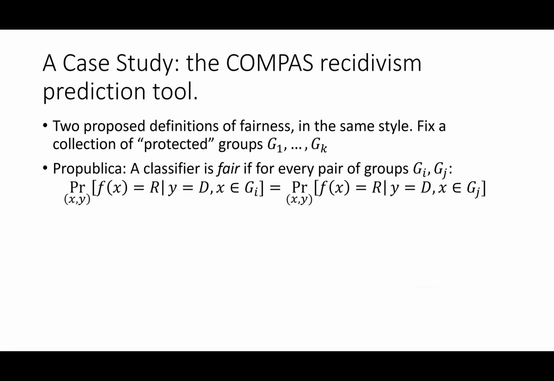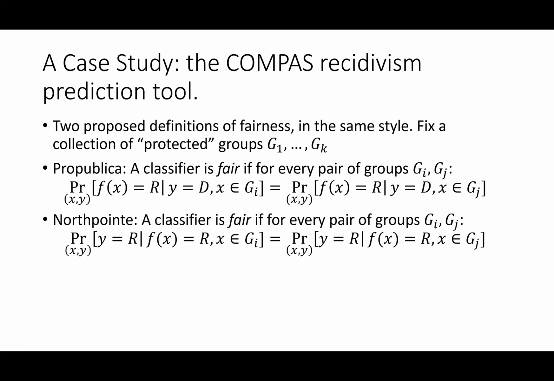And ProPublica implicitly said, okay, well, a classifier is fair if for every pair of groups, the false positive rate is equal, meaning that if I look at all of the people who did not go on to commit crimes, all of the people who did not recidivate, the fraction of people who were incorrectly predicted to be recidivism risks should be the same no matter what group you come from. Okay, so this was the ProPublica notion of fairness, or at least they were asserting that if your classifier doesn't satisfy this property, then you are unfair. And this is actually quite reasonable. We'll talk about in a moment why you might want this condition.